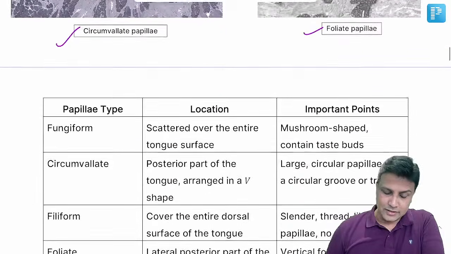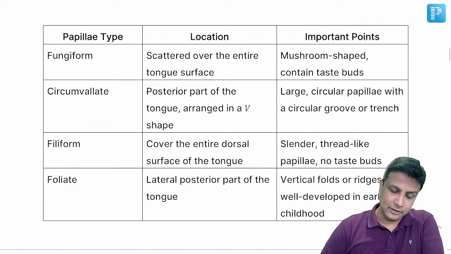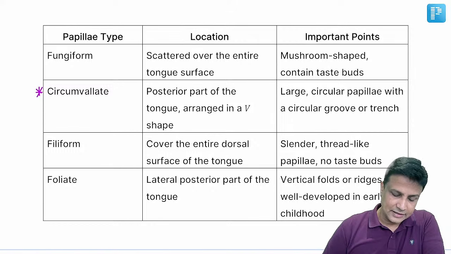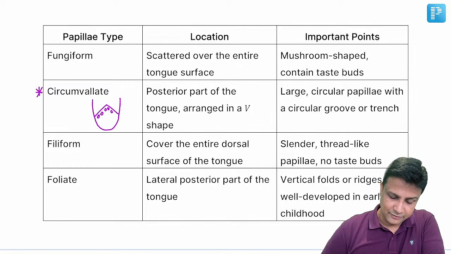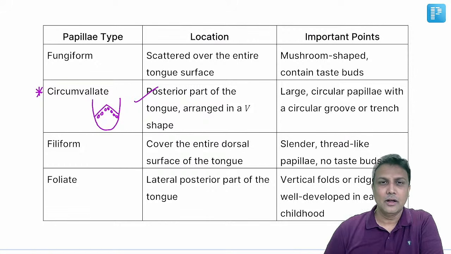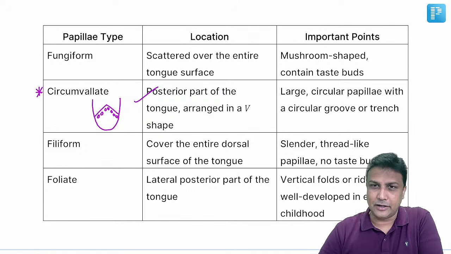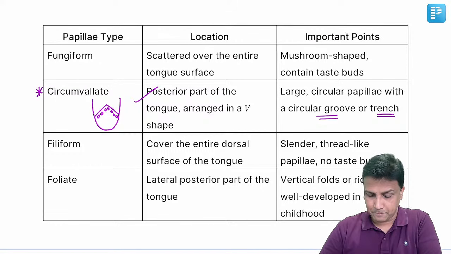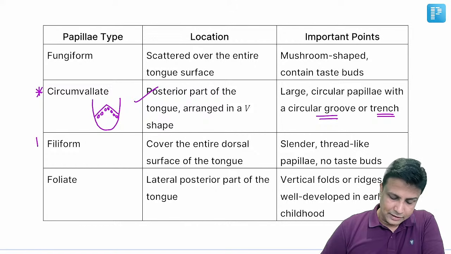Now I'll tell you certain points regarding all these papillae that you have to remember. First let me tell you about the circumvallate papillae. Where are they exactly located, guys? Suppose this is your tongue, and the tongue is divided into anterior 2/3 and posterior 1/3, and they are located here, arranged in a V-shaped manner. So the posterior part of the anterior 2/3 of the tongue, arranged in a V-shaped manner, that is your circumvallate papillae. And they are the ones having the circular groove or trench. That is something important.